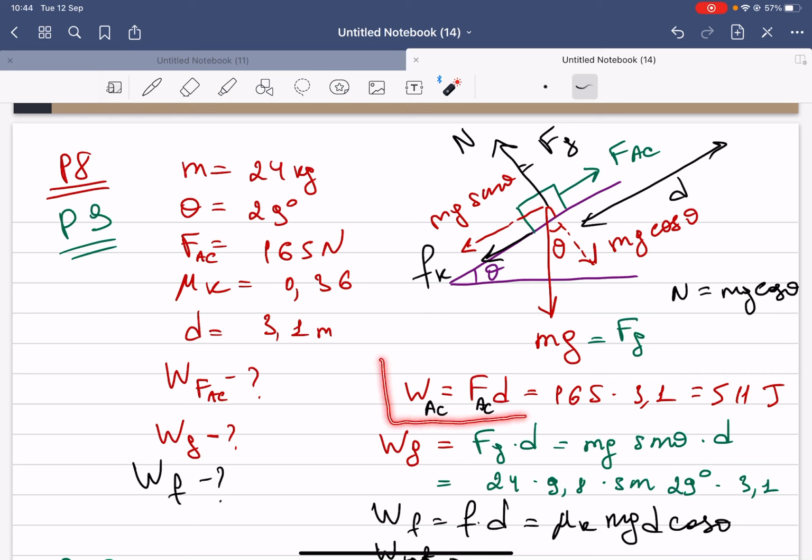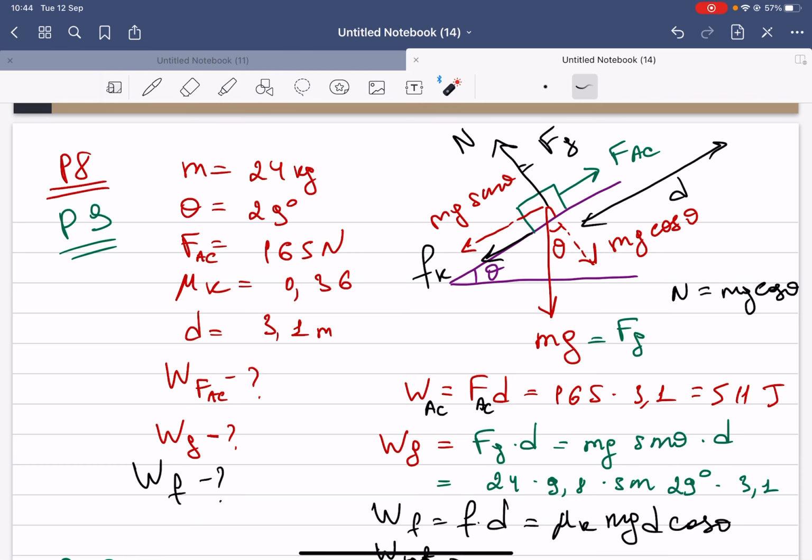So the work done by the applied force F is defined by force times distance. Since the displacement and the direction of the force are in the same direction, we will get positive work. So the force is 165 Newtons multiplied by 3.1 meters, so you get 511 joules.